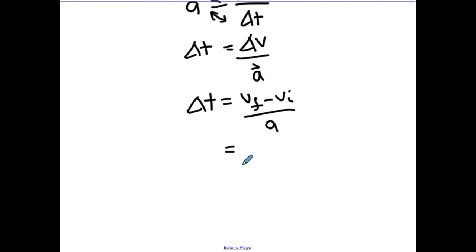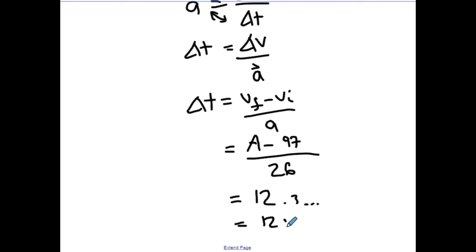But now I have all the numbers I need. I know my velocity final. It's what I designated as letter A, the 419 meters per second. I know my velocity initial, it was 97. I know my acceleration, it was 26. This ain't so bad. Take your answer, minus off 97, divide by 26, and what do you know? I got 12.3, which is 12 meters. No, we're in time, 12 seconds.